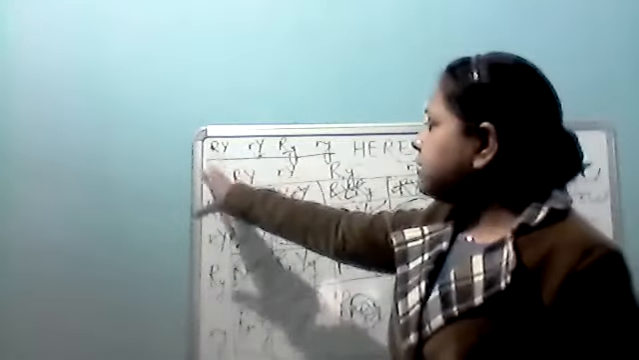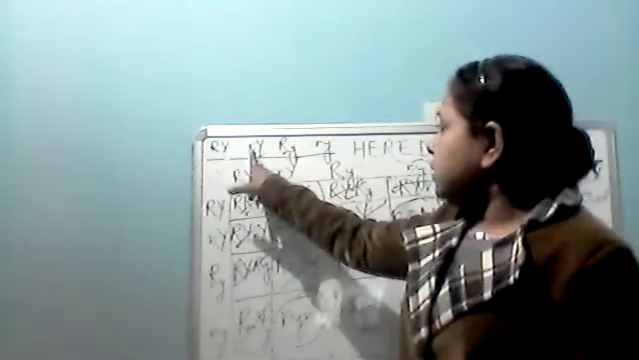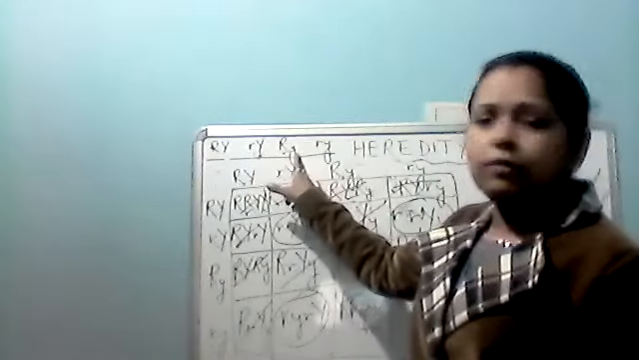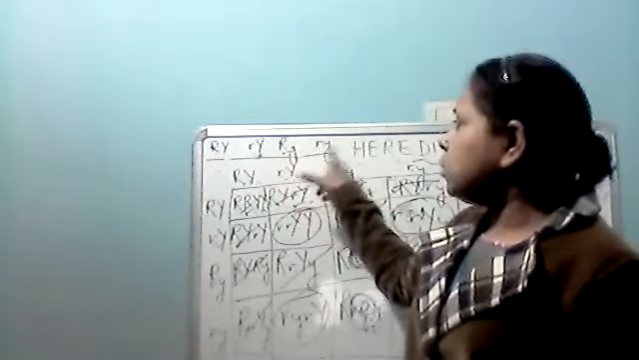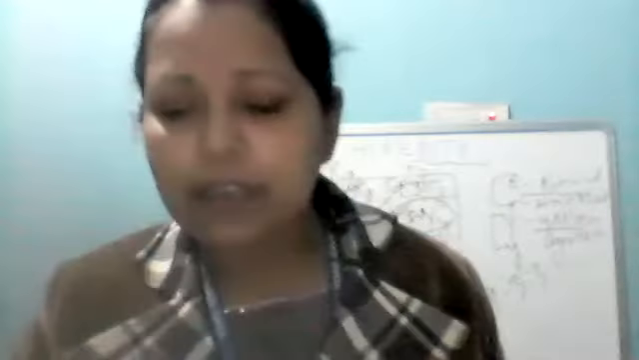So by preparing this dihybrid cross, we are getting the result that round yellow, which is our dominant character, is 9. Then wrinkled yellow is 3. Round and green we are getting 3. And wrinkled and green, the recessive trait, is only 1. So we are getting the ratio of 9:3:3:1. So this is the dihybrid cross.